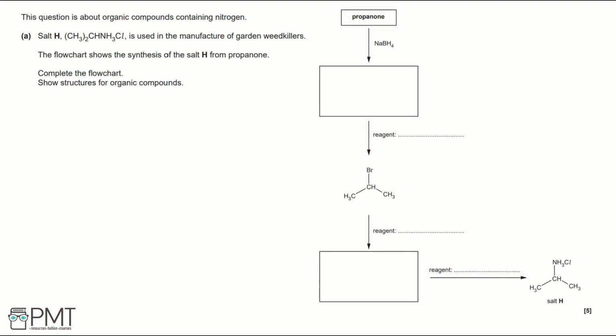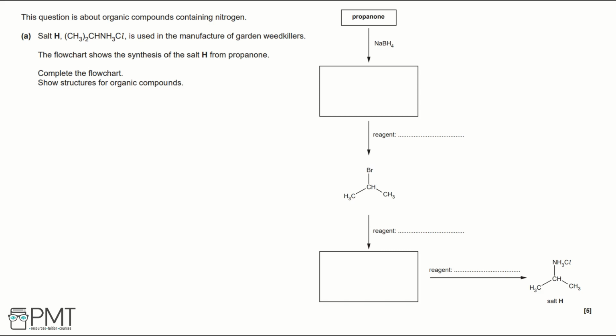This question is about organic compounds containing nitrogen. Part A. Salt H, CH3 2 CH NH3 Cl, is used in the manufacture of garden weed killers. The flowchart shows the synthesis of the salt H from propanone. Complete the flowchart and show the structures for organic compounds.